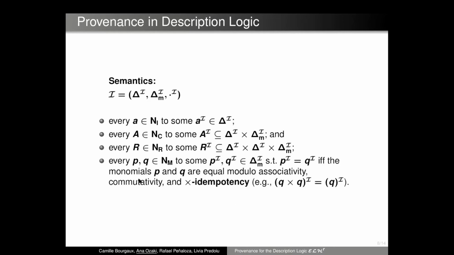And these monomials, they are taken from the set M, and we are going to map them to the same elements in the domain of the monomials if they are equal modulo associativity, commutativity, and idempotency for the times operator. So Q times Q will be equal to Q in our case. So let's first consider that we don't have this extra condition here, because this is closer to what we had in the database setting, and then I will explain why we added this.